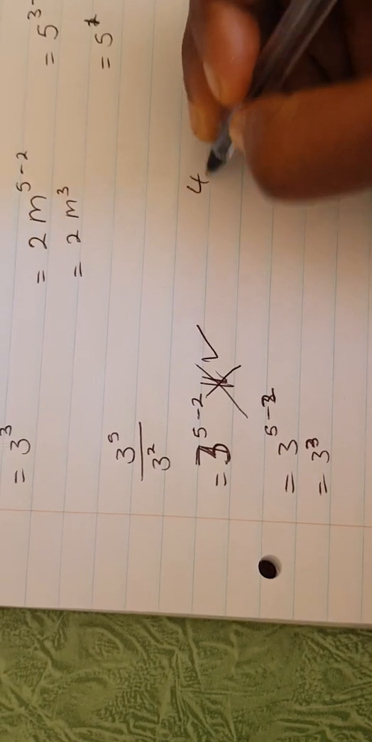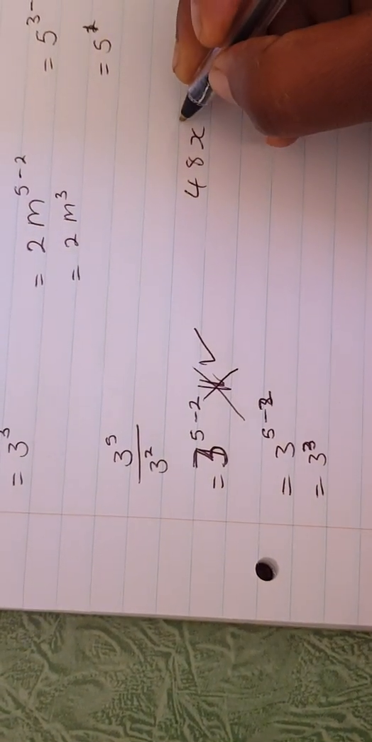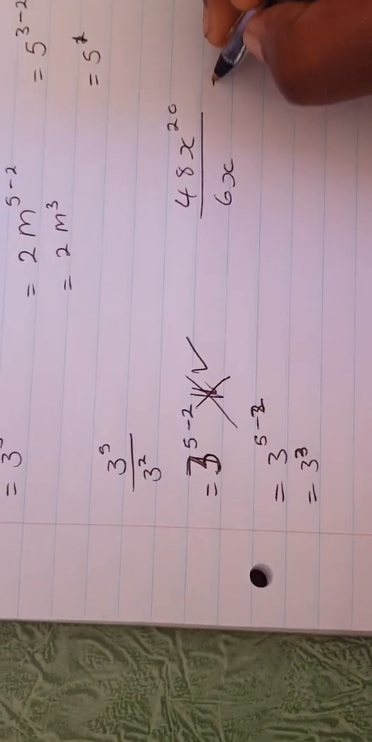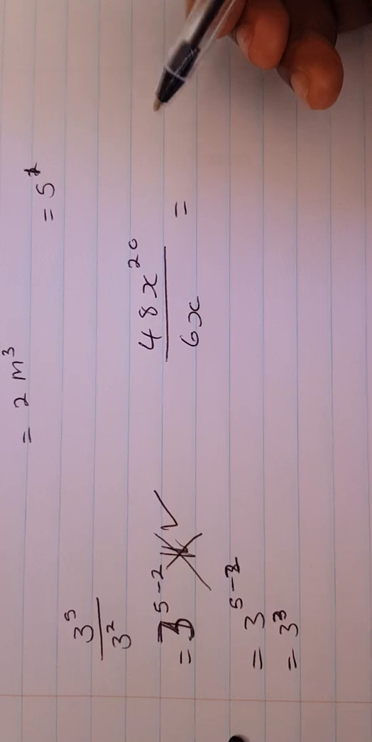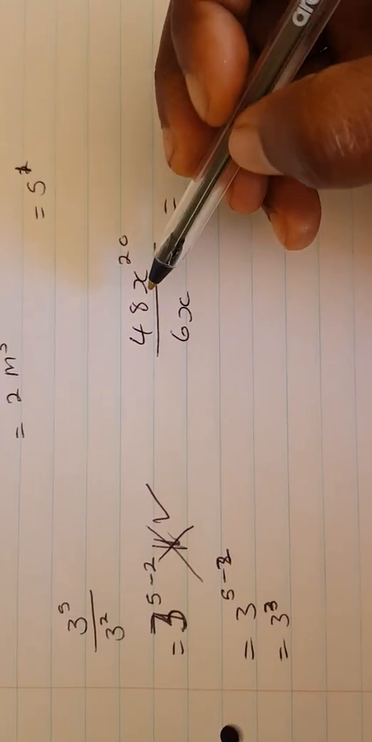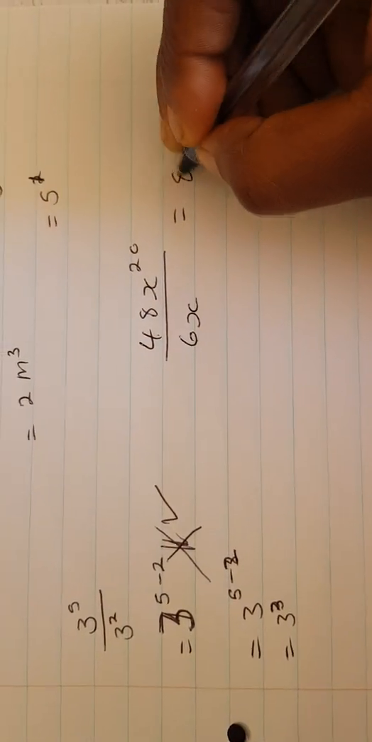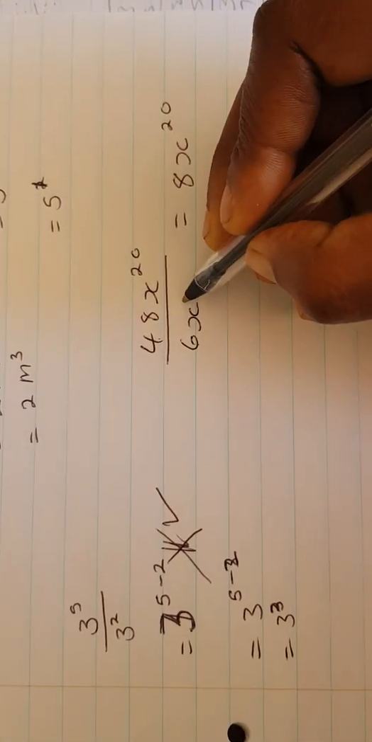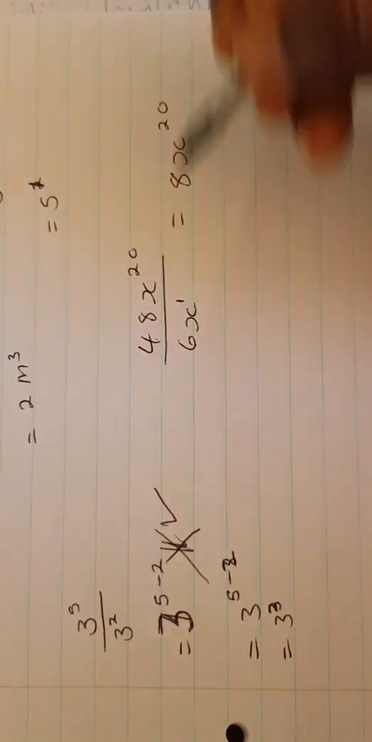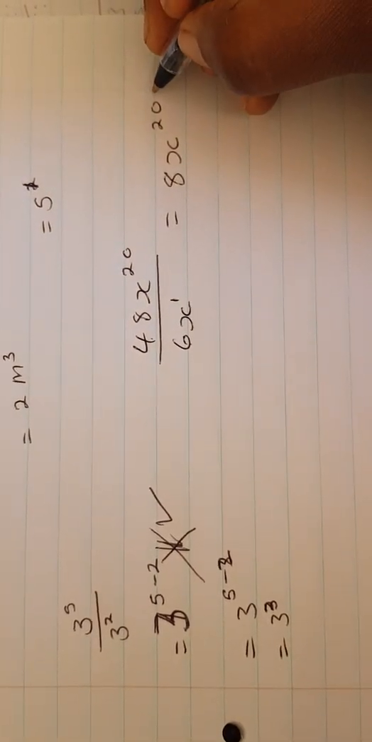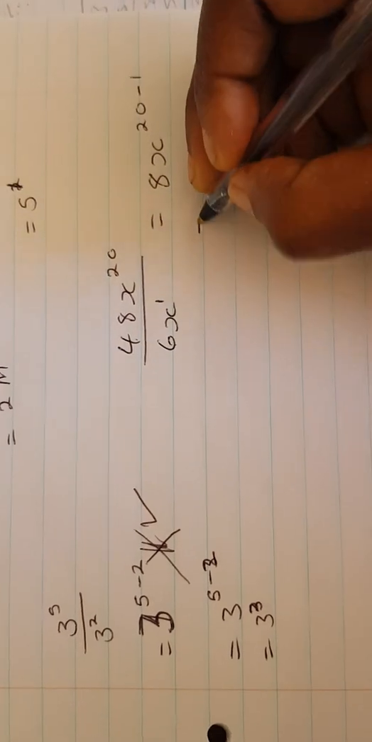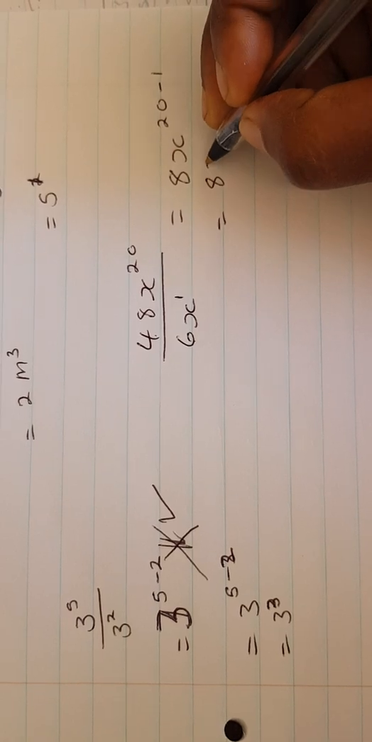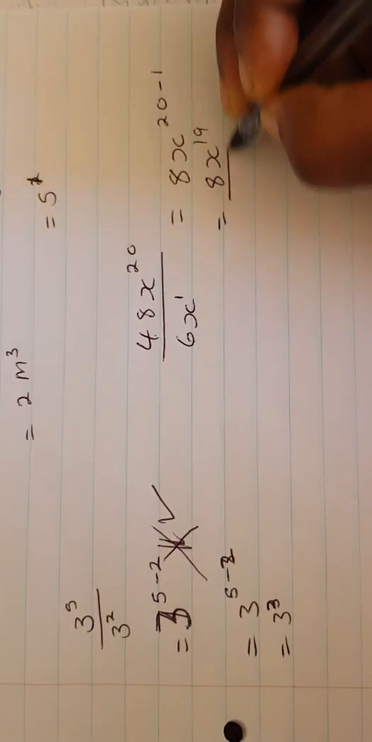Okay, let me try just one last example. I can do 48x to the exponent 20 divided by 6x. Numbers are numbers, guys. We're just going to divide them. How many times does 6 go into 48? It goes 8 times. I keep my base x and subtract the exponents, 20 minus 1. Remember, when you don't have an exponent, you need to know that this x can be x to the exponent 1. And my answer will be 8x to the exponent 19.